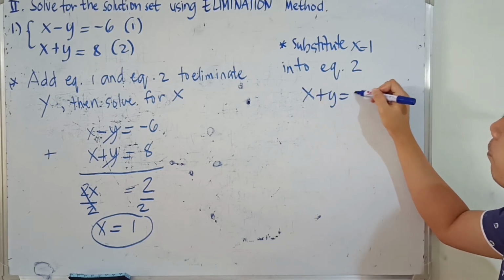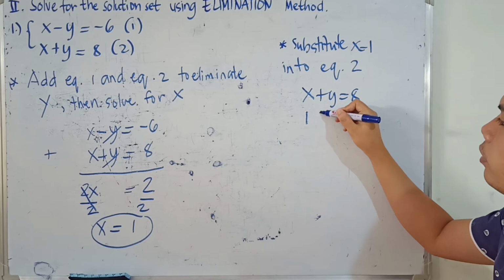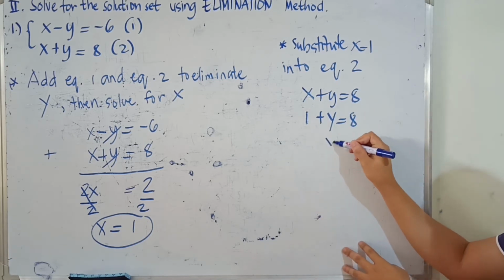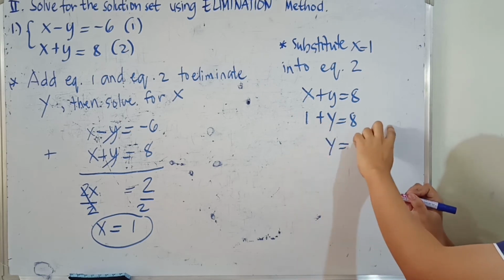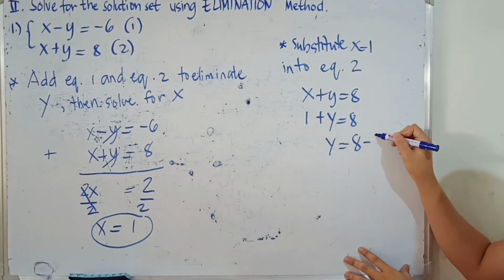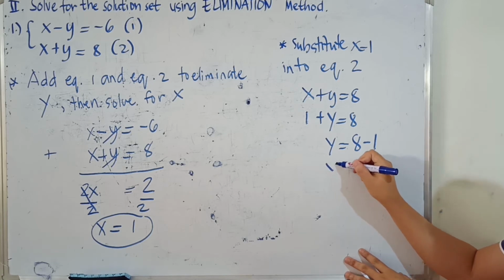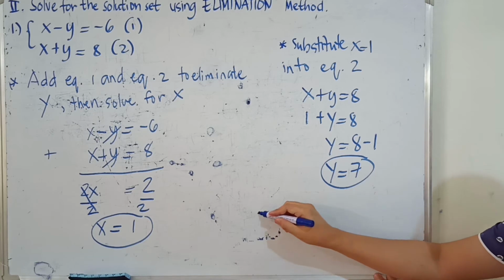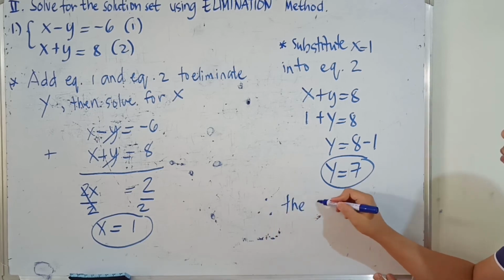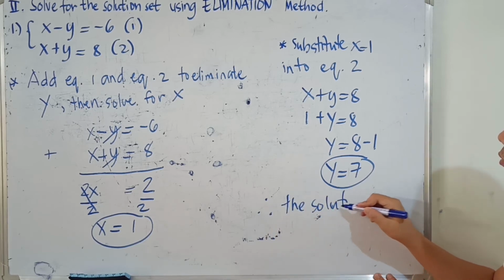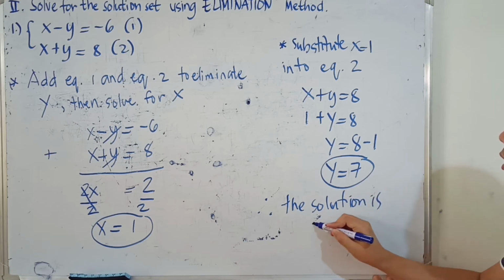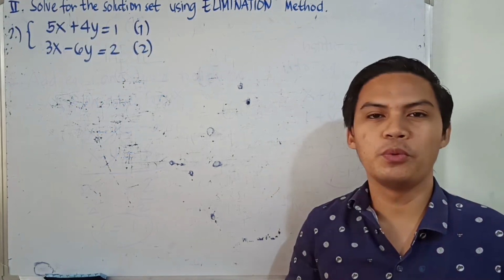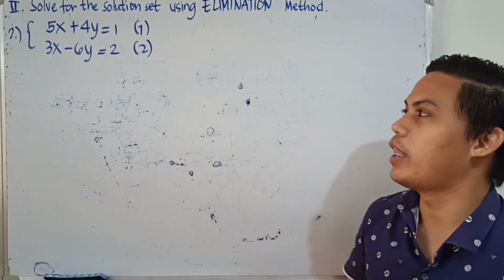So we have x now becomes 1 plus y is equal to 8. So to solve for y, transpose lang natin si 1 sa right side ng equation, kaya magiging 8 minus 1. Therefore, y is equal to 7. So, the solution is 1, 7.